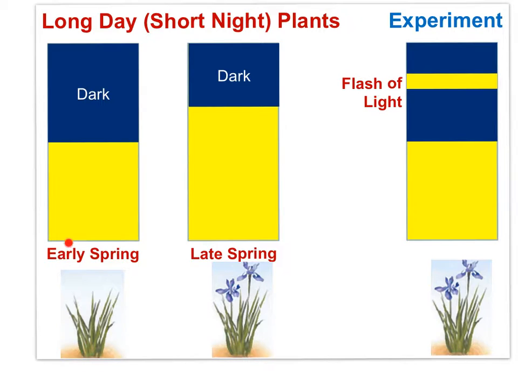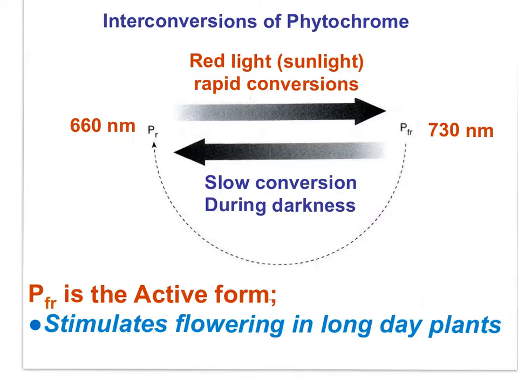In early spring, when the nights are long and the days are short, the Easter lily does not flower. But in late spring, as the day length increases and night length decreases, the lily flowers. When a long darkness was interrupted with a flash of light, the plant responded by flowering, as if the short night of spring had arrived.